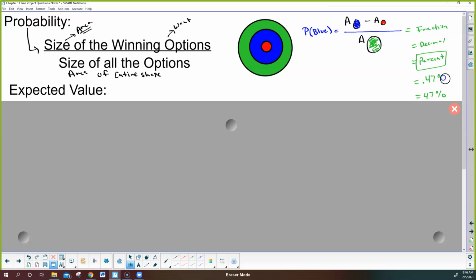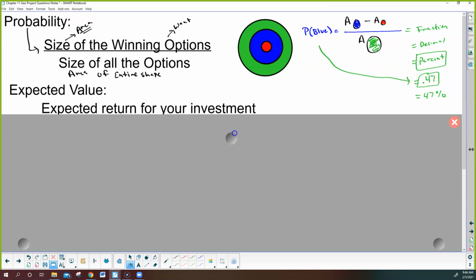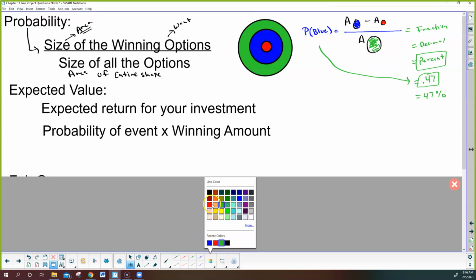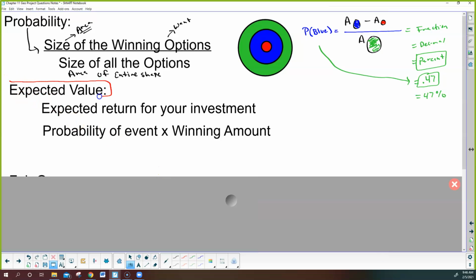Oops, I wrote that wrong. It was 0.47 or 47%. Right? Let's say that that is the answer to this problem. Well, what is the expected value? That's where a lot of the questions came about, and that's why we didn't want you to turn your project in yet. So we're going to talk a little bit about expected value.